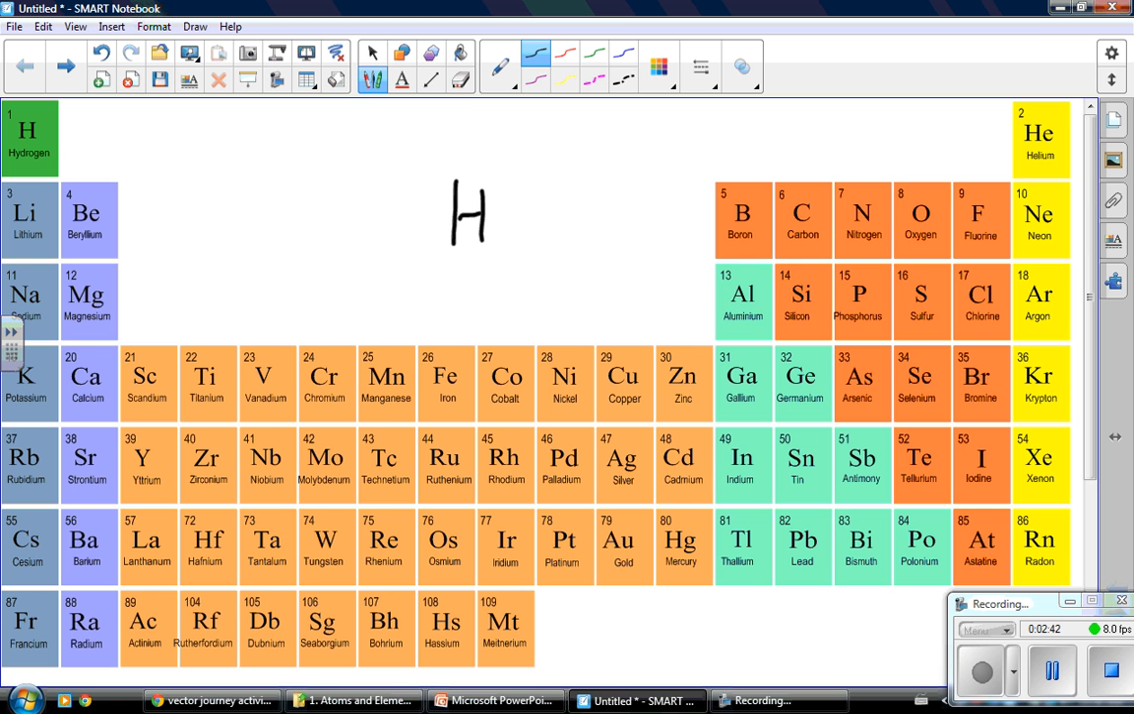So we'll start with hydrogen. So I draw hydrogen. How many protons does hydrogen have? 1. So if it's electrically neutral, how many electrons will it have? 1. So I'm just going to draw that right there, like that. Fancy schmancy, right? So there's my hydrogen atom with its shell diagram.